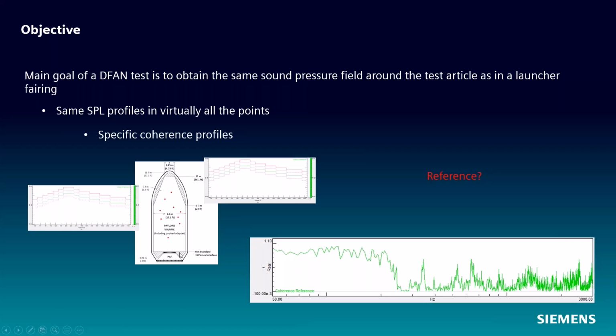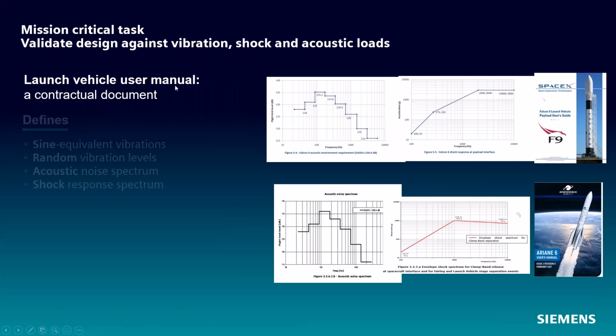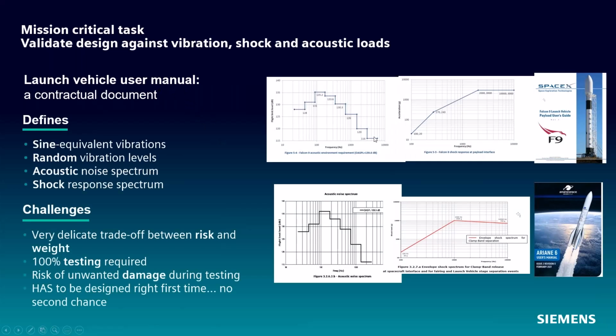So this is an example of a fairing. The test article goes in here, and we take a look at the vibration in here and come up with this reference profile that we want to replicate. And you also have some specific coherence profiles that you want to try and match as well. And where does this reference come from? Well, again, this launch vehicle manual gives you these references, but a lot of times it doesn't give you a coherence reference. So that can be challenging to come up with.